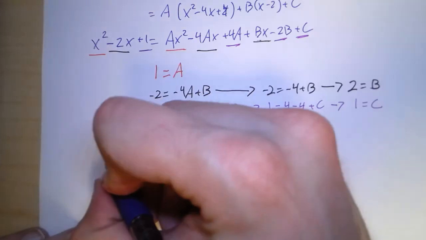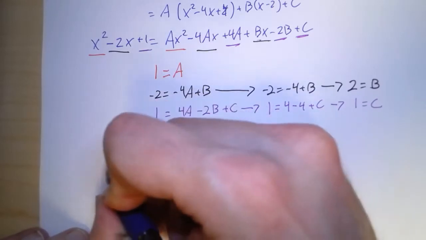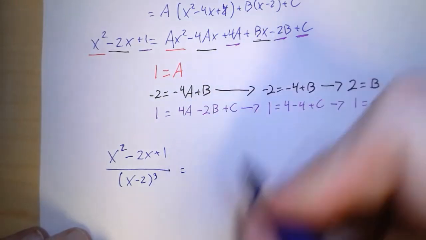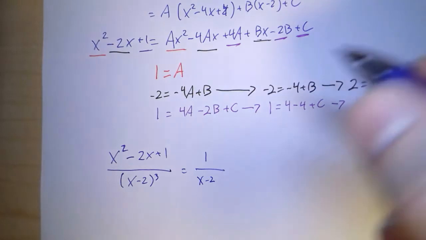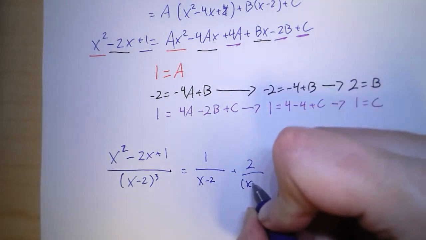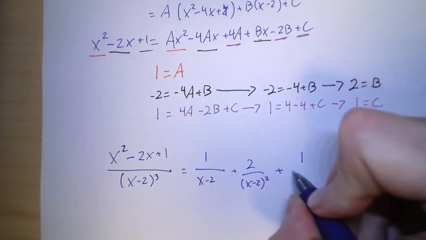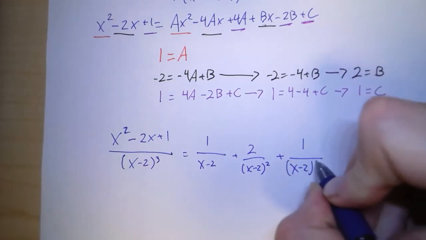All right, so that means, let's write out our partial fraction decomposition all over x minus 2 cubed. So a was 1 over x minus 2. Then b was 2 over x minus 2 quantity squared. And then c was 1 all over x minus 2 quantity cubed.